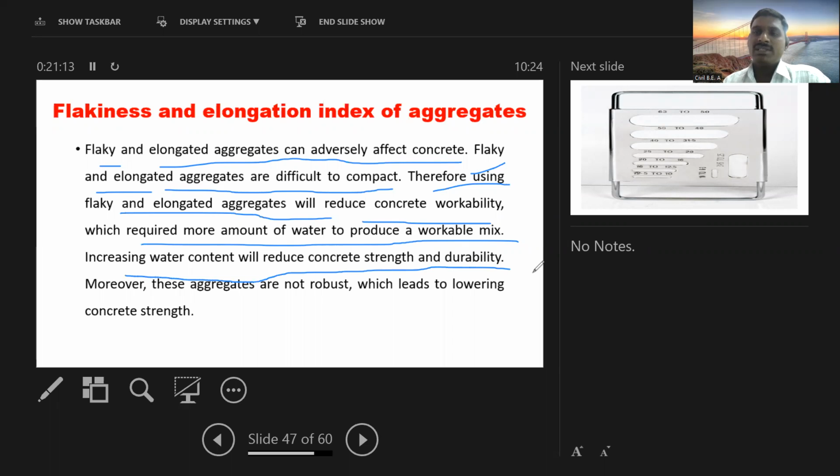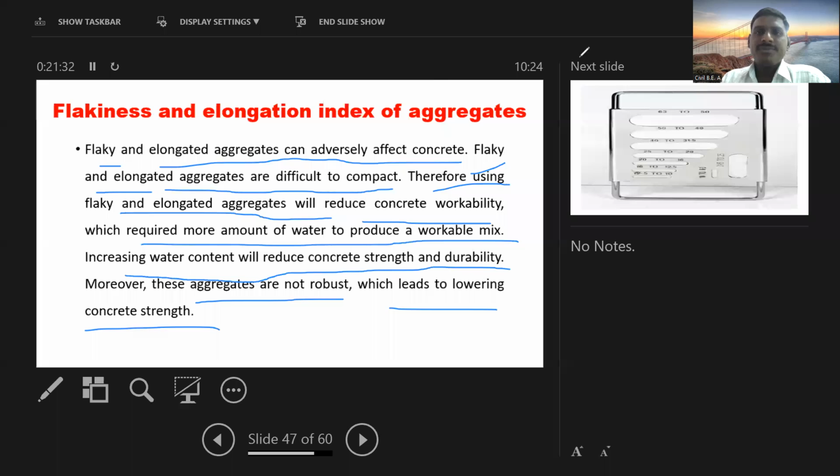Also, if the elongation and flakiness are more, then the strength and durability of concrete also reduce if we use such aggregates in the concrete. And these aggregates are not robust, which leads to lowering the concrete strength as well.